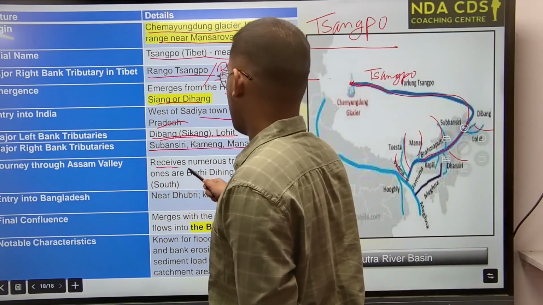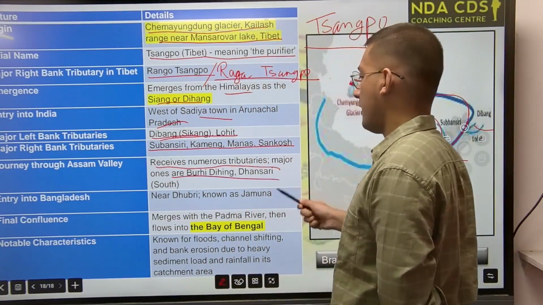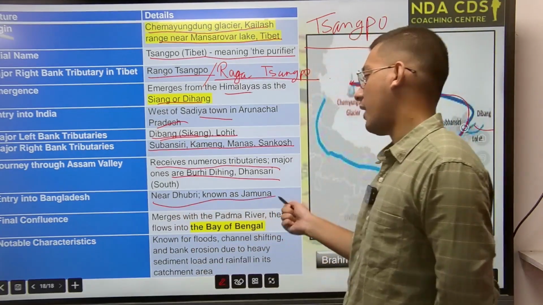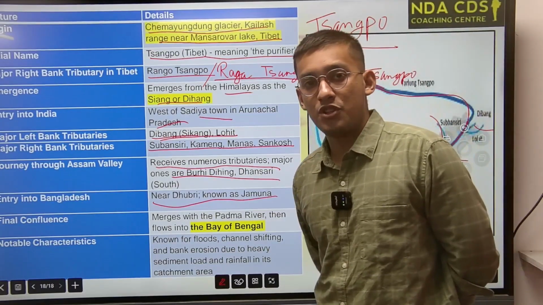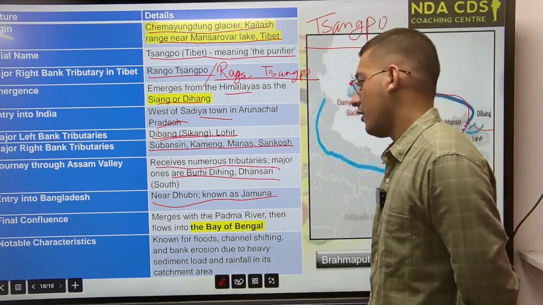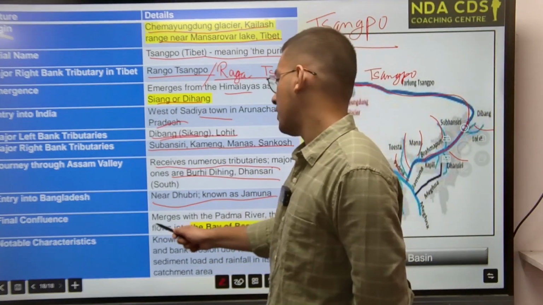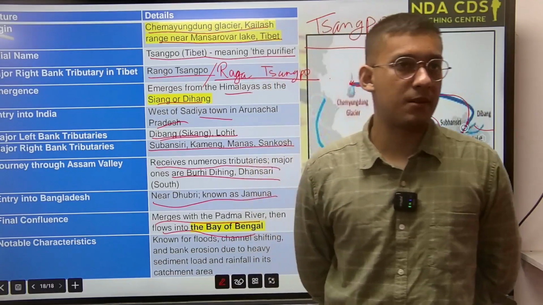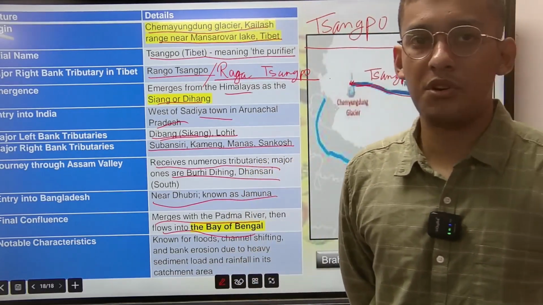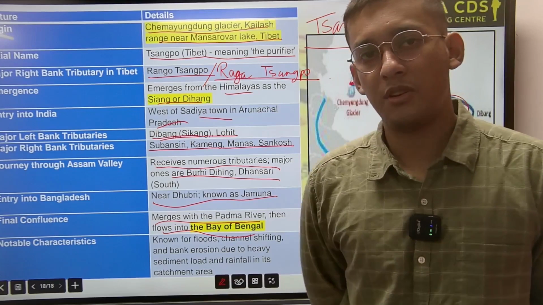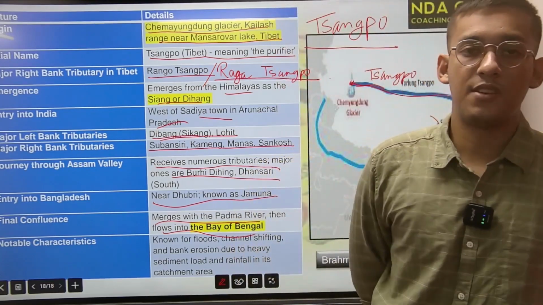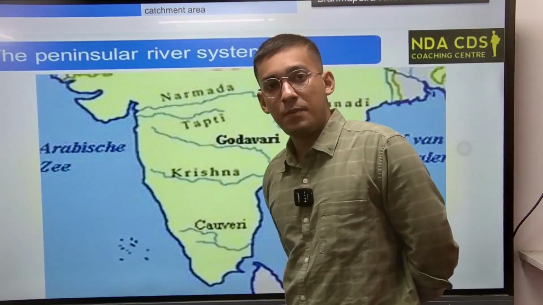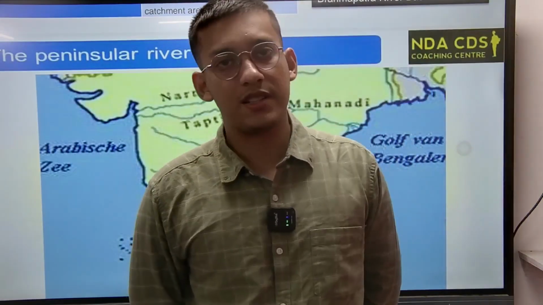Journey through Assam Valley, it received numerous tributaries. Major ones are Buri Dihing and Dhansiri. Entry into Bangladesh. It enters near Dhubri. And in Bangladesh, the river Brahmaputra is known as Jamuna. Final confluence. It finally merges with Padma River, then flows into the Bay of Bengal. Thus, the Ganga is known as Padma in Bangladesh. It starts as Tsangpo River in Tibet. There, its major tributary is Raga Tsangpo or Rango Tsangpo, and the river Tsangpo starts at Chemayungdung Glacier near Mansarovar Lake.